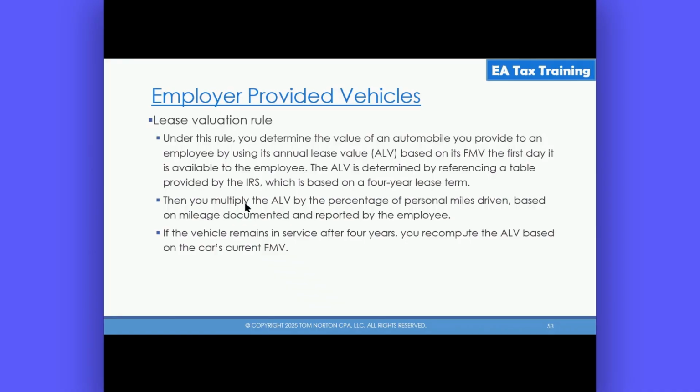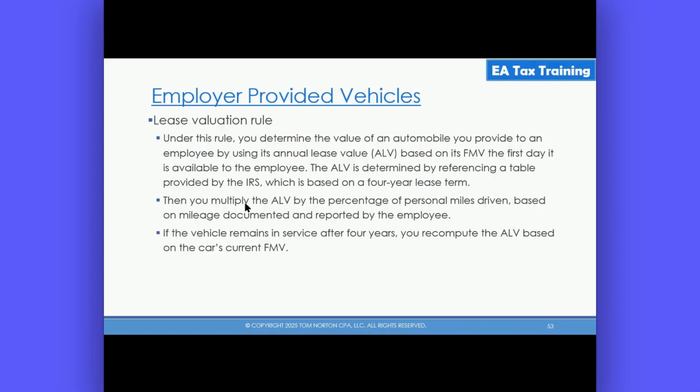So under this rule, you determine the value of an automobile that you provide to an employee by using the annual lease value based on its fair market value the first day it is available to the employee. The annual lease value is determined by referencing a table that's provided by the IRS, which we'll look at, and it is based on a 4-year lease term. You then multiply that annual lease value from that table by the percentage of personal miles driven based on mileage documented and reported by the employee.